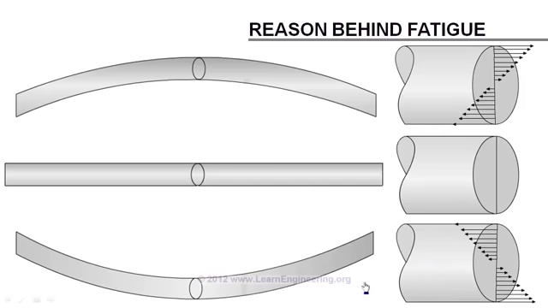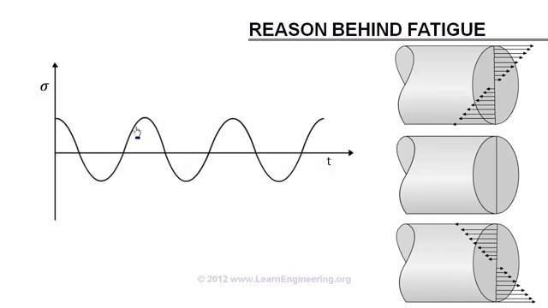So if you trace the stress induced at a point with respect to time, it will vary like this, as a fluctuating stress with time. Initially the point will have positive stress. After that, zero. Then negative stress. The same cycle repeats again and again. Such fluctuating stress is the root cause of fatigue failure.